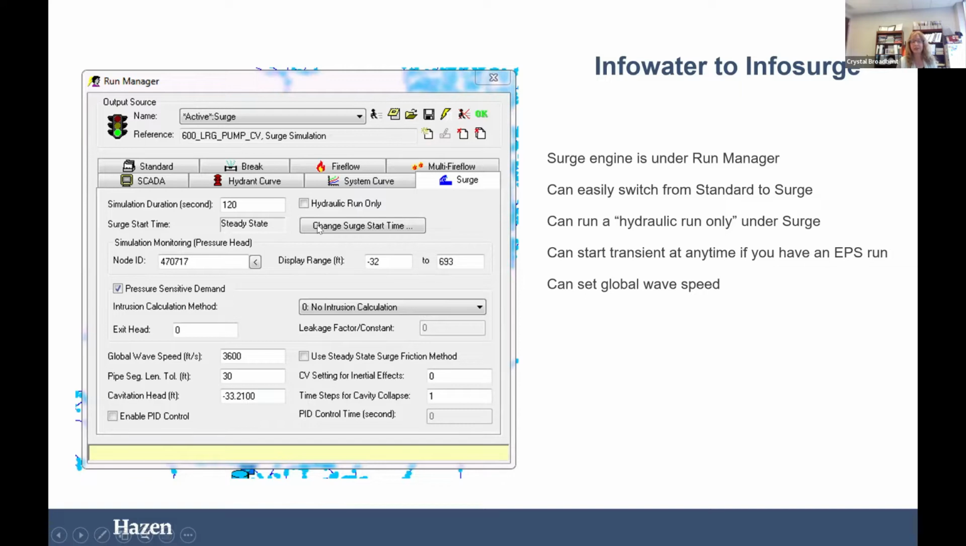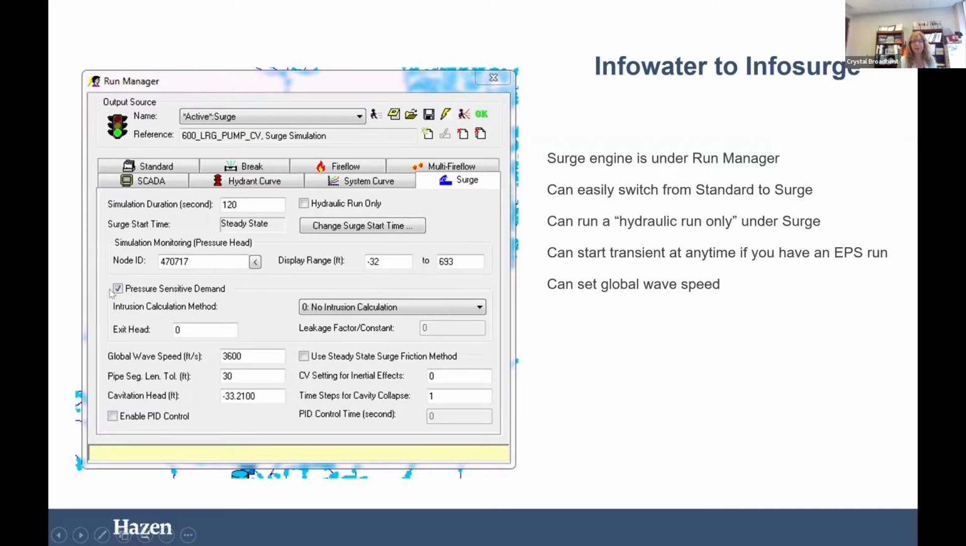It's really nice because if you have an EPS run, you can find out at what time the highest flow rate is coming out of your pump. And then you just select that time, and it will also use the tank elevations and the other controls out in the system. So you don't have to go set all that up. It's just part of your steady state run. Of course, you can pick the node you want to display when the model is doing its run.